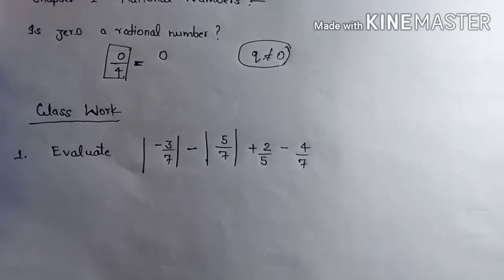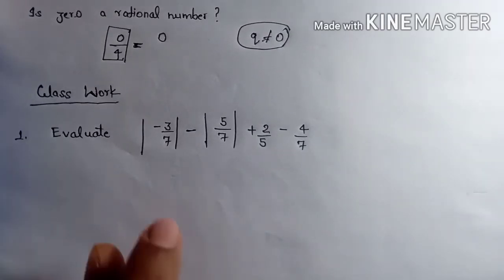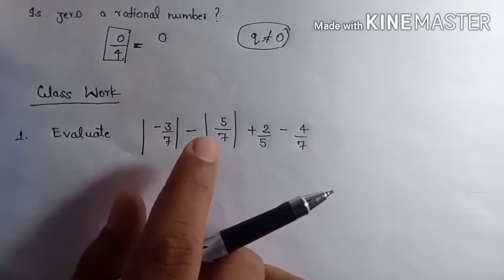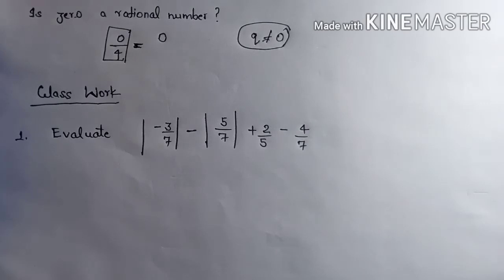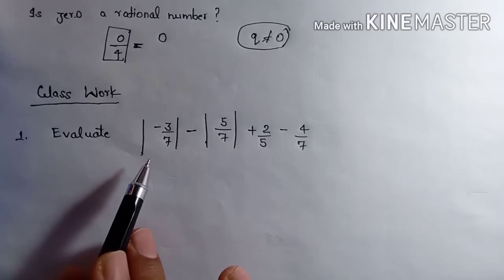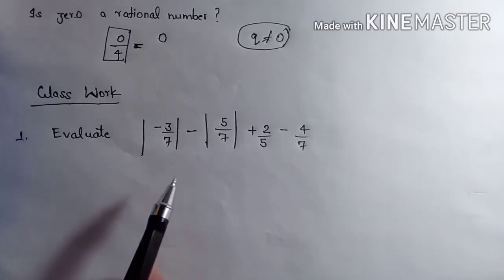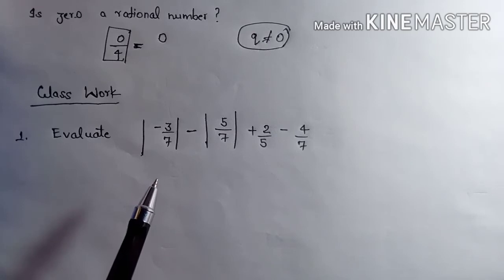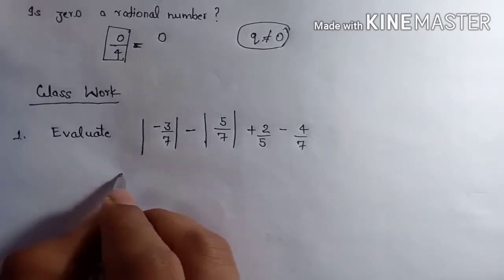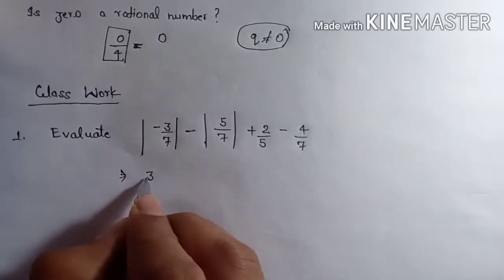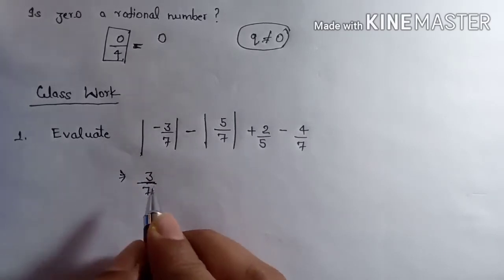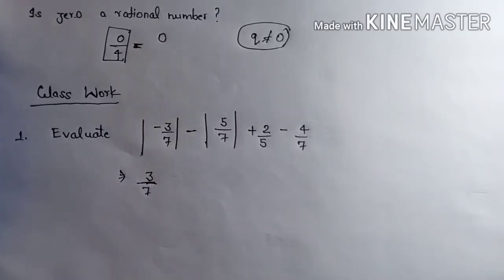The first question from our classwork section is: evaluate mod minus 3 upon 7 minus mod 5 upon 7 plus 2 upon 5 minus 4 upon 7. This symbol is mod, and if you get negative integers in this mod sign, then you have to put there the additive inverse of this integer. So just because of this mod sign, this minus 3 upon 7 can be written as 3 upon 7. Remember, you have to change the numbers with this negative sign.